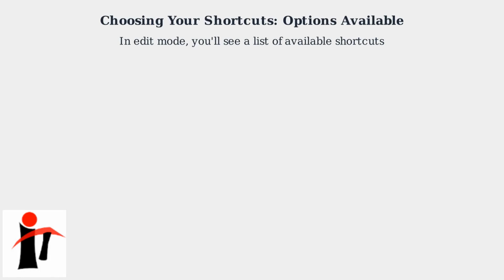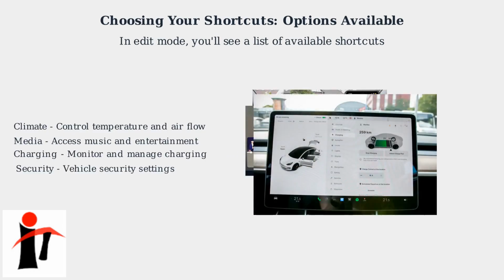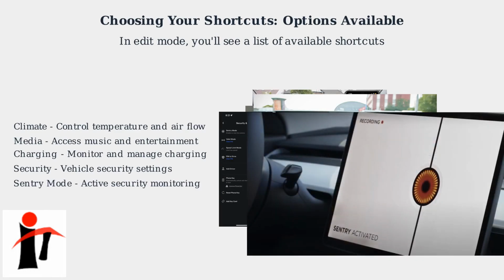You'll see a list of available shortcuts that you can add to your home screen. The available shortcuts include climate for controlling temperature and airflow, media for accessing music and entertainment, charging for monitoring your vehicle's charging status, security for vehicle security settings, and Sentry mode for active security monitoring.